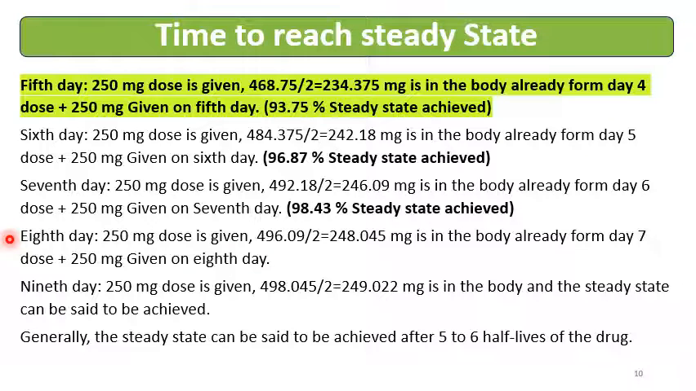If a loading and maintenance dose is there, then the steady state will be achieved a little bit faster, or in 2-3 doses only you can get the steady state achievement. But if the doses are similar and the dosing intervals are similar, at that time at least 5 to 6 half-lives will be required to reach the steady state.